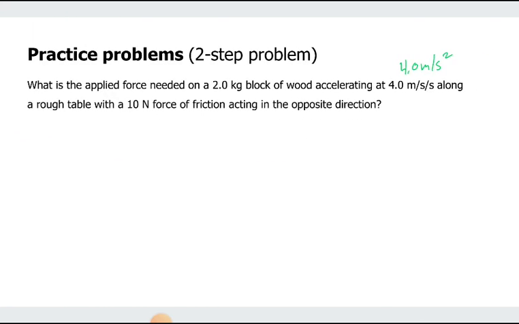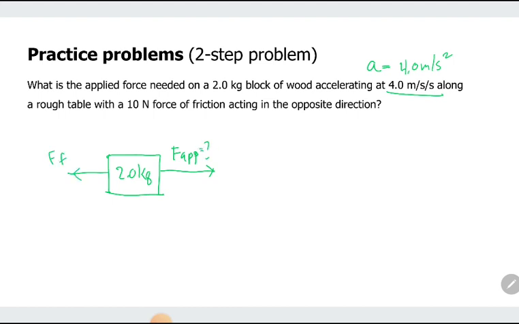Okay. Now, into something more complex. What is the applied force needed on a 2 kilogram block of wood? We have a wood that is 2 kilograms, accelerating at 4 meters per second squared along a rough table with a 10 newton force of friction. So let's say the applied force is directed to the right. We don't know the value of that. So the frictional force we put on the other side. This is 10 newtons.